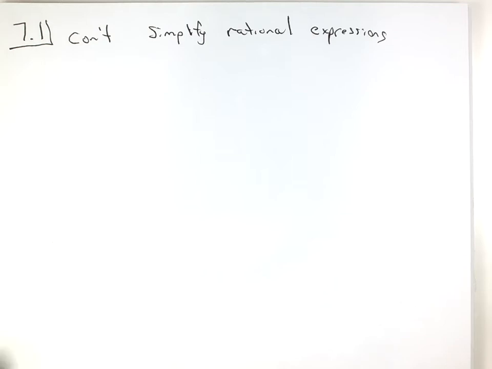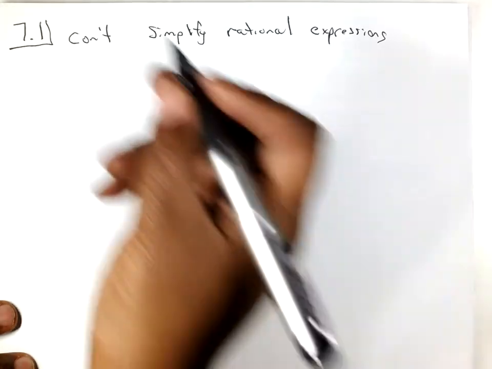So this is just a continuation. Some of you folks wanted me to do 7.1 through 7.3, so that's what I'm going to do for each of these next few sections. So I have 7.1 continuation, simplifying rationals.